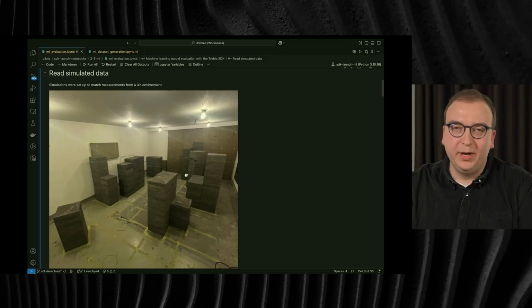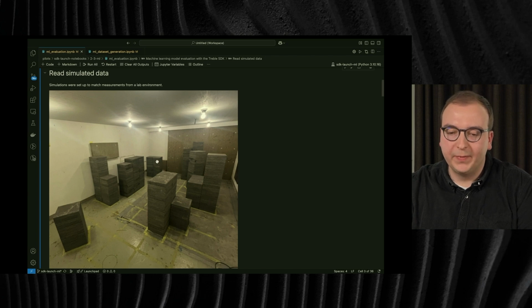And in the following two notebooks, I want to tell you how you can use the Treble SDK for your machine learning efforts. As Finner already showed you in the previous notebook, we have conducted measurements in this room, and we have matching simulations where we were very careful to match the measurements as close as possible. In this notebook, I want to show you how we can use the simulations and compare those with the measurements while evaluating on a neural network for speech distance estimation.